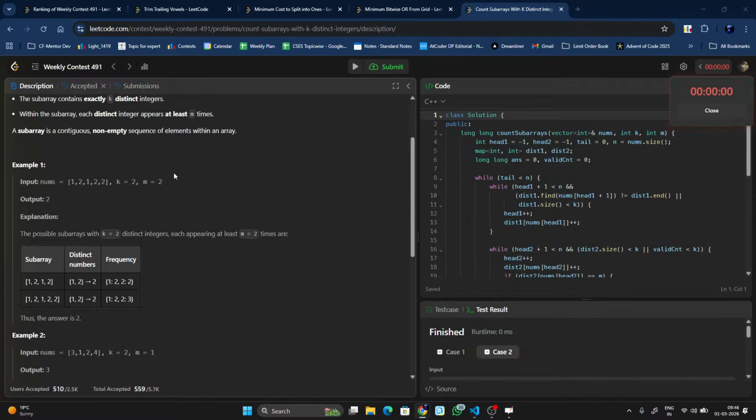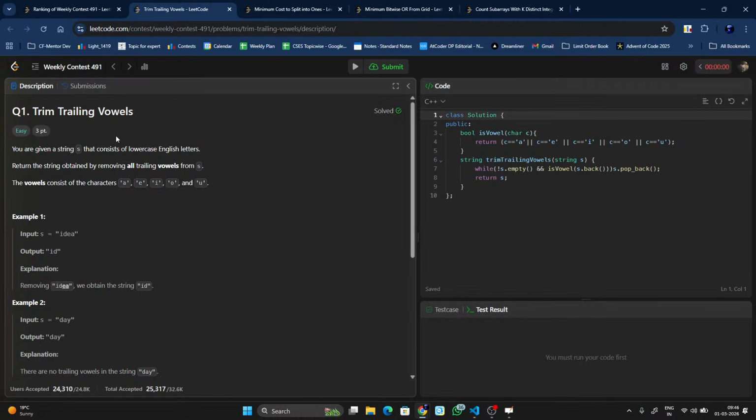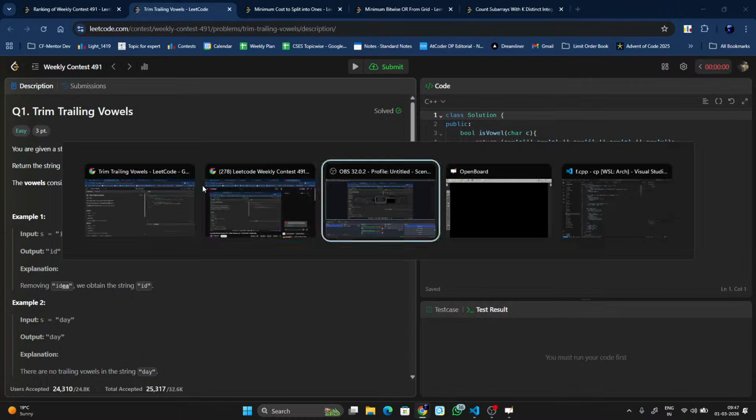Okay, so now we will dive into the problems of LeetCode 491. Let's get started with problem A, which is Trim Trailing Vowels. The problem itself is very simple. You are given a string S that consists of lowercase English letters, and you have to return the string by removing all the trailing vowels from S. The vowels are A, E, I, O, U.